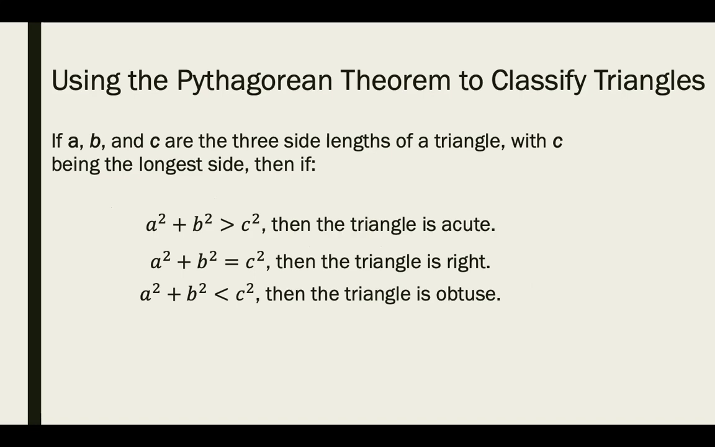If A squared plus B squared ends up being bigger than C squared, it's an acute triangle. If A squared plus B squared ends up being less than C squared, it's obtuse. And if the two sides end up being equal, then it's a right triangle, just like the Pythagorean theorem tells us has to be true for right triangles.